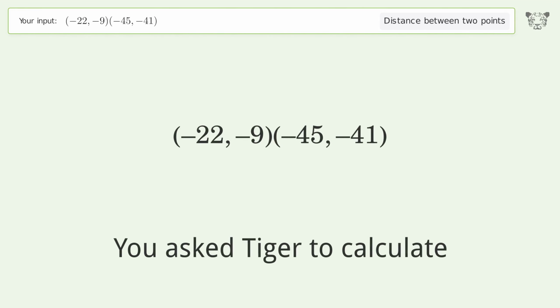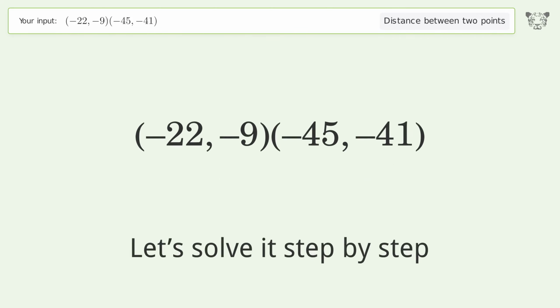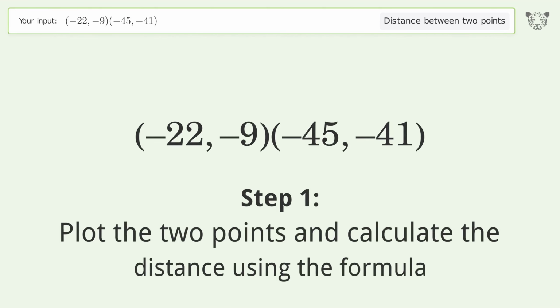You ask Tiger to calculate. This deals with the distance between 2 points. The distance between the 2 points is the square root of 1553, or 39.408. Let's solve it step by step. Plot the 2 points and calculate the distance using the formula.